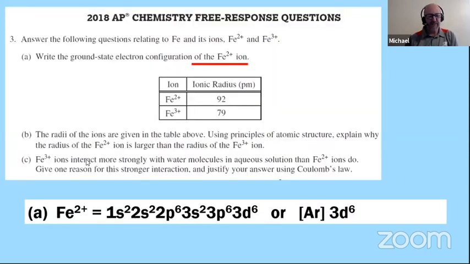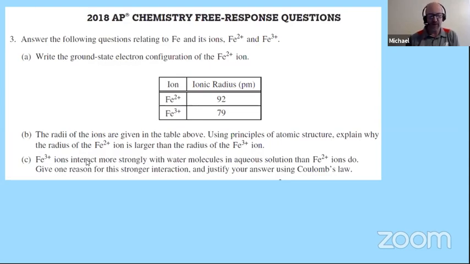All right, and then our next part of the question, so we answered the first part, which is the electron configuration of iron 2+. The next part of the question says that the radii of the ions, iron 2+ and 3+, are given, and we have to explain why iron 2+ is larger than iron 3+.